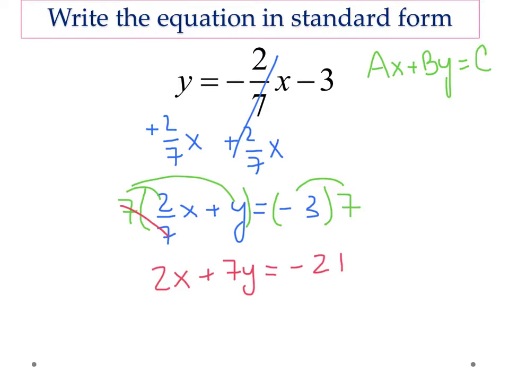So double check, I have x and then y on the same side, constant on the other side. 2, 7, and negative 27 are all integers, and then my leading coefficient here, a, is positive, so I am done.